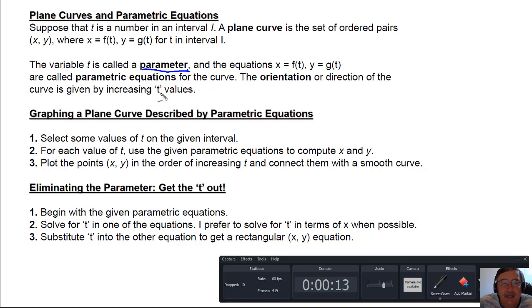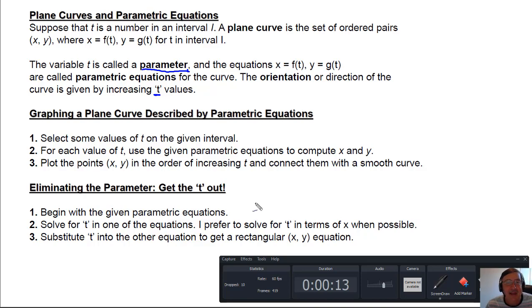Usually in physics, this variable t that's introduced into the xy system will allow us to look at graphs a little bit differently. So when we graph parametric equations, and I've got a bunch of examples that go with your homework, we're going to select some values of t on a given interval, and then for each value of t, use the given parametric equations to compute our xy rectangular coordinates. We're going to plot those coordinates and label t with them. And then down the line, we'll talk about getting the t out, eliminating the parameter.